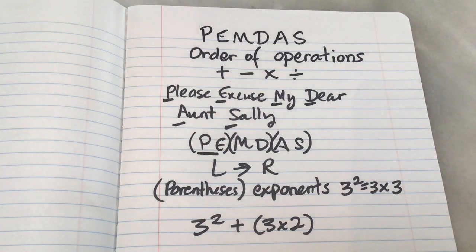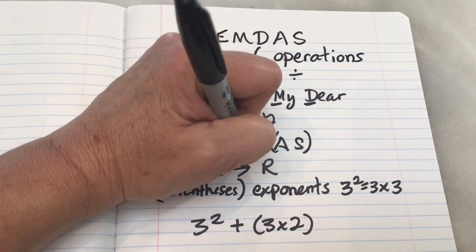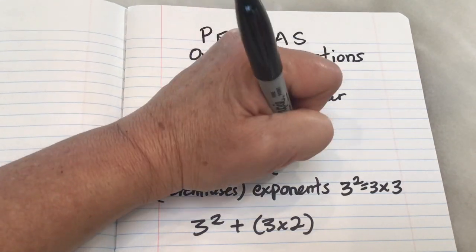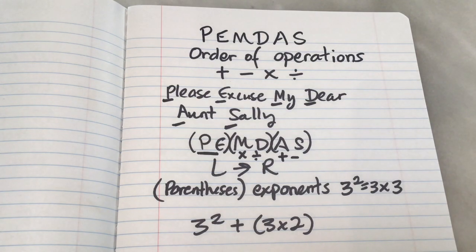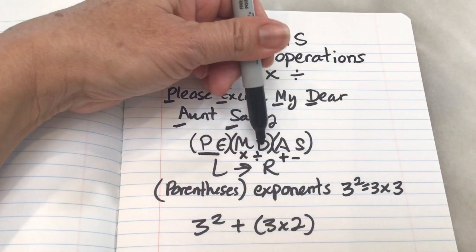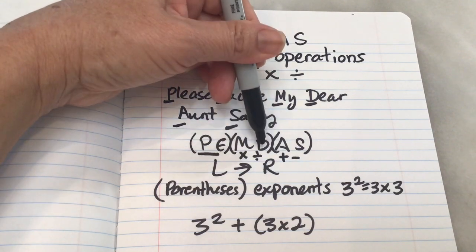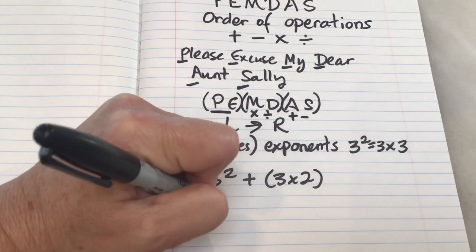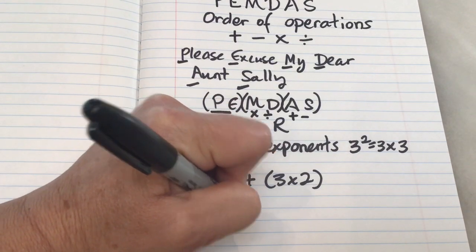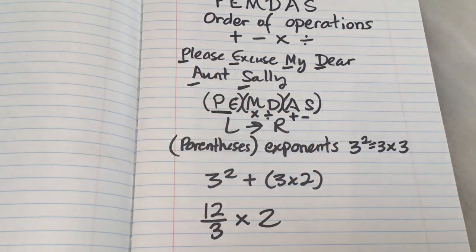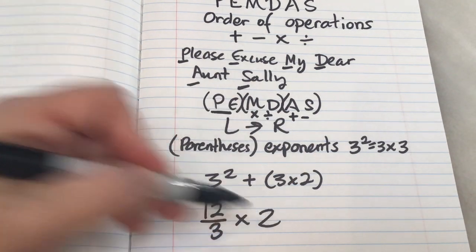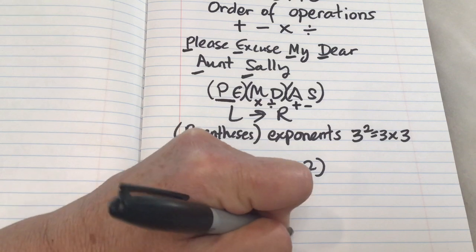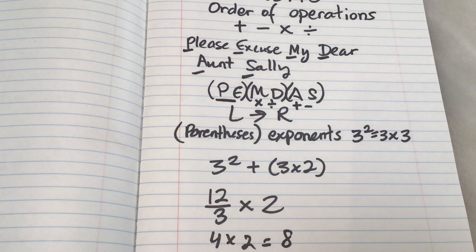The next one's self-explanatory. M and D stand for multiplication and division. A and S represent addition and subtraction. And remember, you do those in whatever order they appear. If the division comes before the multiplication, left to right, you would do the division first, then the multiplication. So maybe you have 12 divided by 3 times 2. You would do the division before the multiplication. 12 divided by 3 is 4. 4 times 2 equals 8. And that's order of operations.